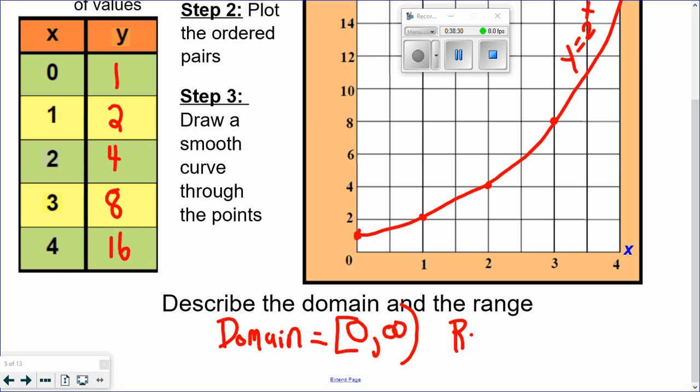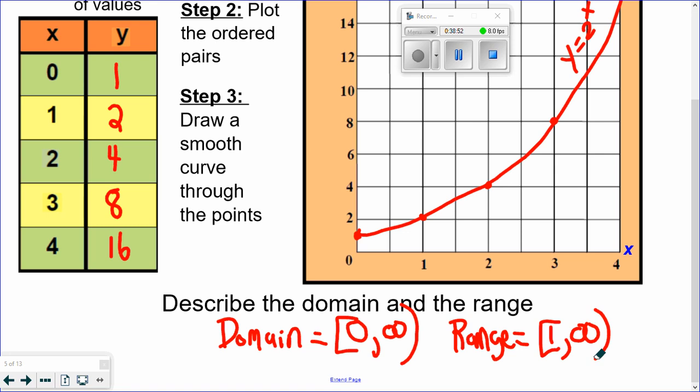So now, what's the range? What's the y? Where does it start? Where does the y start? All right, it starts at 1. All right, but it's a bracket. And then it goes to infinity in parentheses.